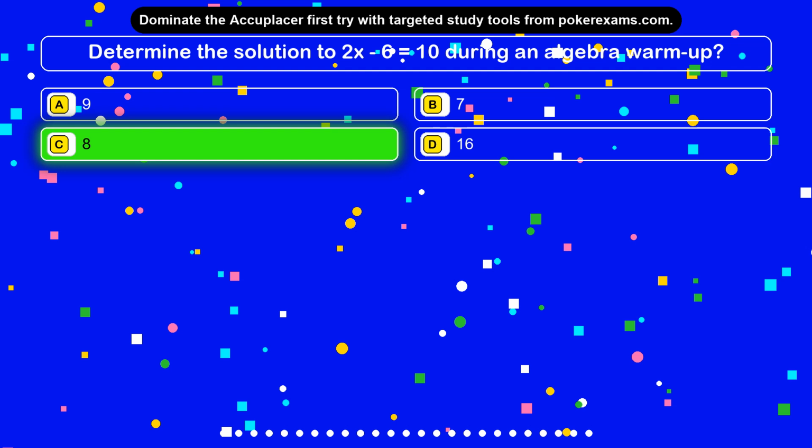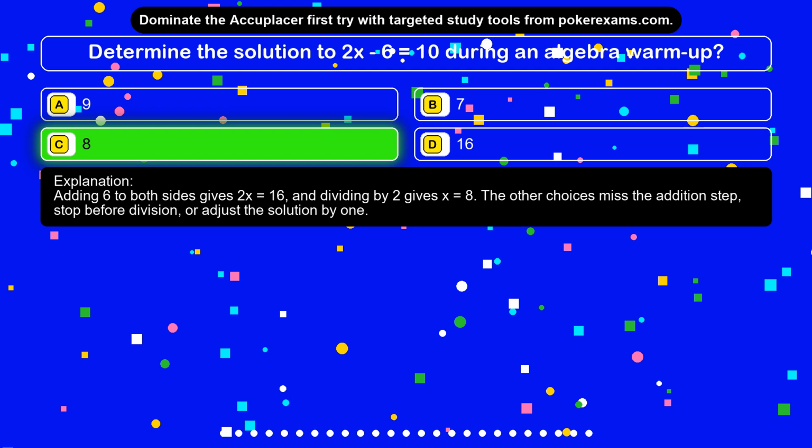The correct answer is option C, 8. Adding 6 to both sides gives 2x equals 16, and dividing by 2 gives x equals 8. The other choices miss the addition step, stop before division, or adjust the solution by 1.